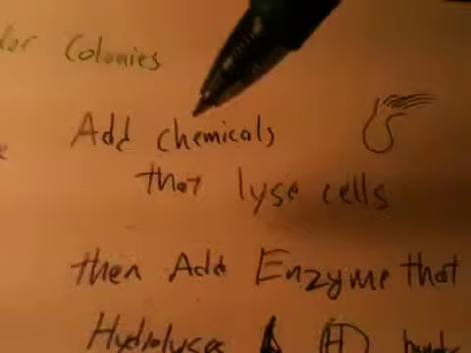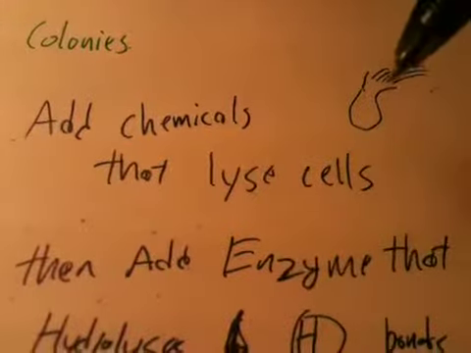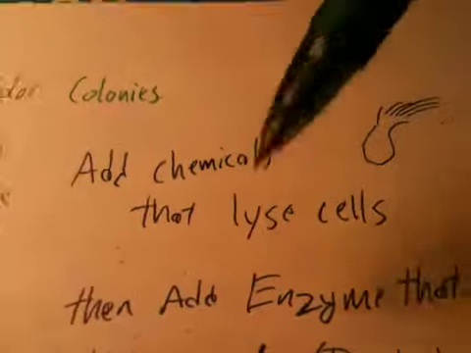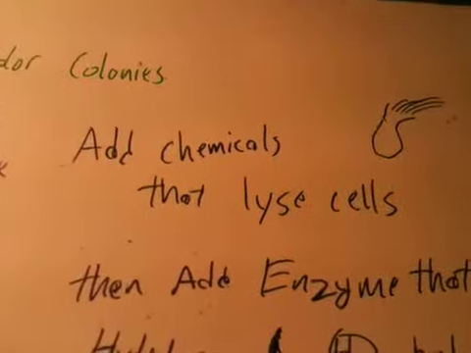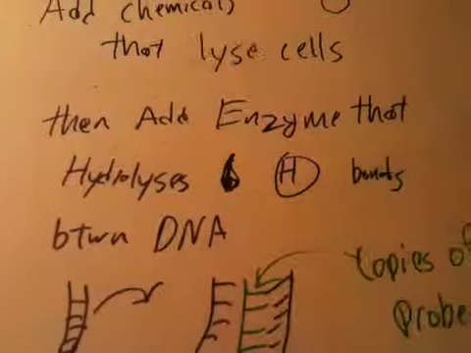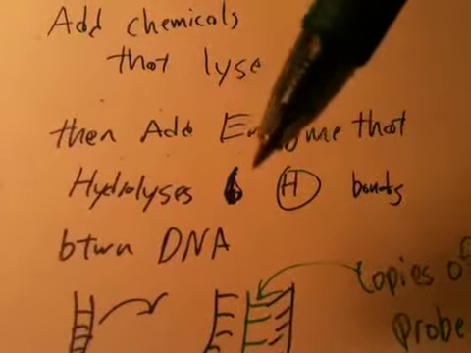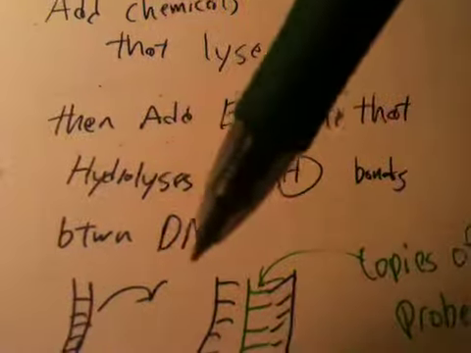We're going to expose these things to a chemical that's going to lyse these cells. And lyse, remember, means to rupture. So they just go, and all this fluid is going to leak out of it. And then once we do this inside of these wells, we're going to add an enzyme that's going to hydrolyze. What does hydrolyze mean? To break bonds by adding water. Why I drew a water molecule. It's going to hydrolyze these hydrogen bonds between the DNA.